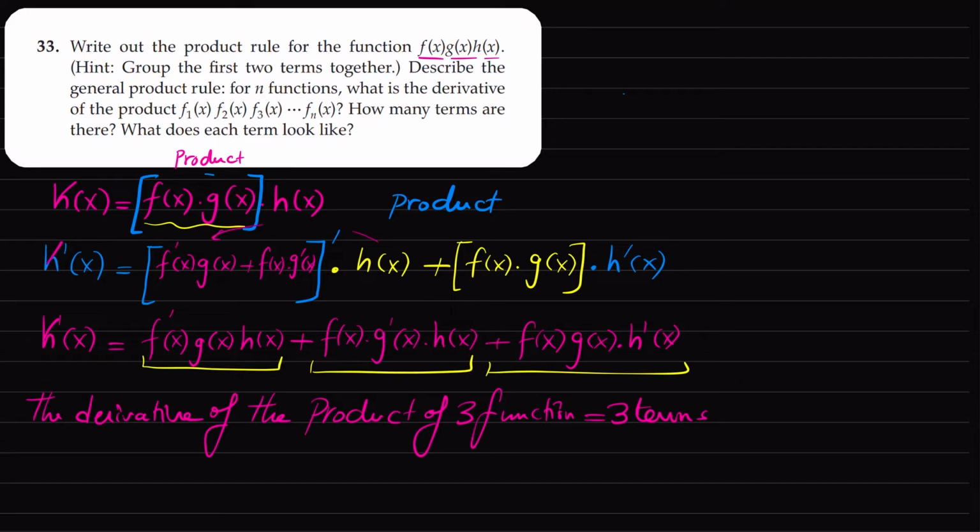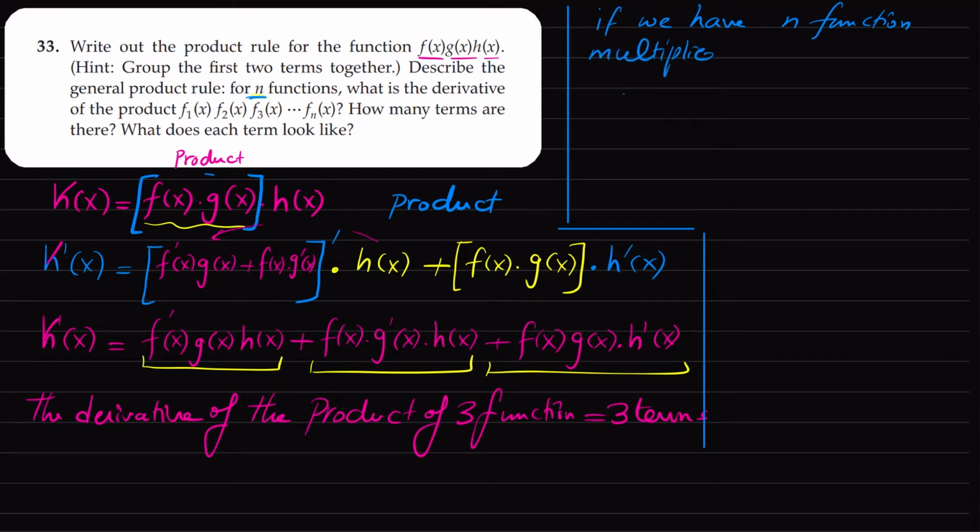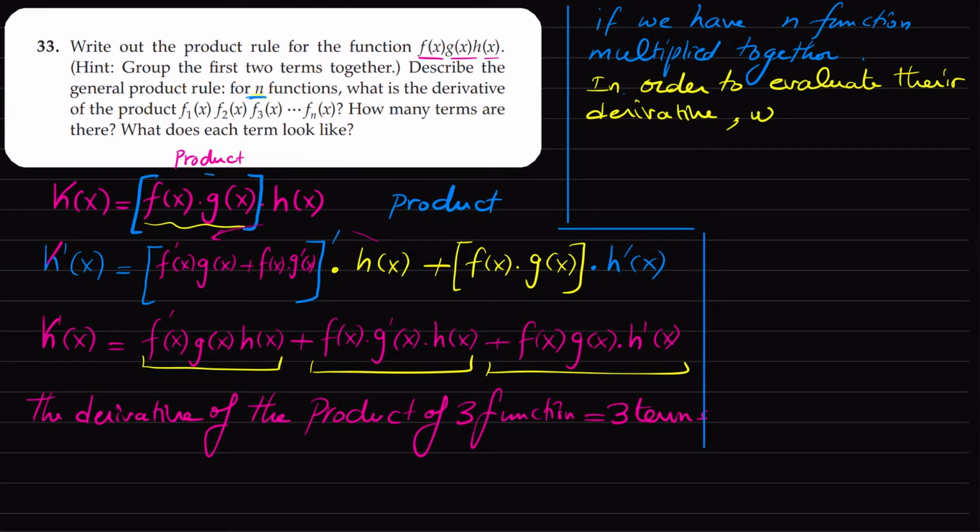Now describe the general product rule of n functions, and what is the derivative of, we can say if we have n functions multiplied together, in order to evaluate their derivative, we find the derivative of each function once.